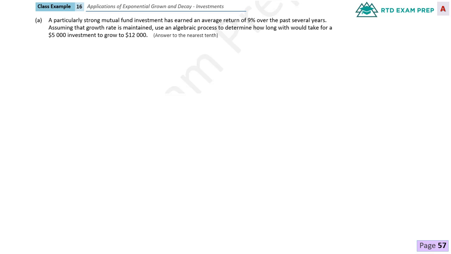Let's look at a couple more examples of exponential growth by looking at investments where we'll have to work with percentages. So here we're given a mutual fund investment that has earned an average return of 9% annually for several years. We're going to assume that the growth rate stays the same, and we're going to try to determine how long it would take for $5,000 to grow to $12,000, and we'll work this out to the nearest tenth of a year.